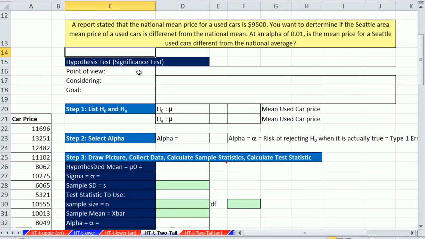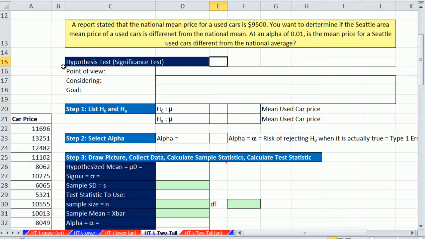Hey, we're talking about hypothesis testing for the T distribution. This is our third example, and we're going to do a two-tail test. Here's our situation. A report stated that the national mean price for used cars is $9,500. You want to determine if the Seattle area mean price of used cars is different from the national mean. At an alpha of 0.01, is the mean price for Seattle used cars different from the national average?